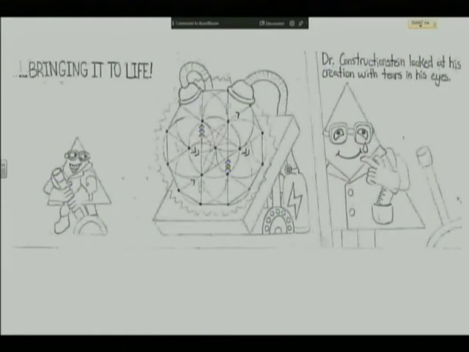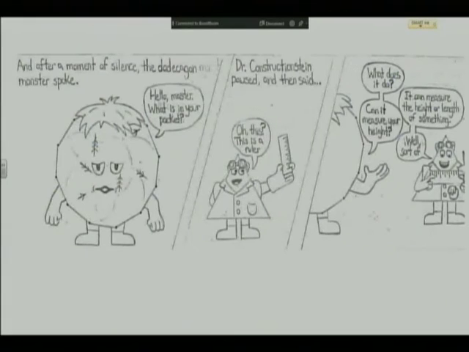Dr. Construction Stein looked at his creation with tears in his eyes. After a moment of silence, the dodecagon monster spoke. "Hello, master. What is in your pocket?" Dr. Construction Stein paused and then said, "Oh, this is a ruler." "What does it do?" "It can measure the height or length of something." "Can it measure your height?"